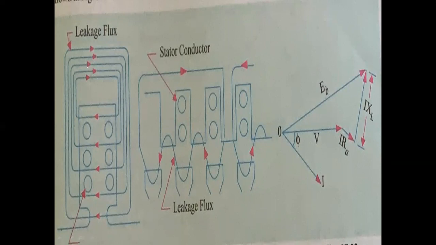So this leakage flux sets up an EMF of self inductance, which is called the reactance EMF. These leakage fluxes do not cross the air gap; they flow in their own directions and set up flux. This is called self inductance, known as reactance EMF, which is 90 degrees ahead of current.